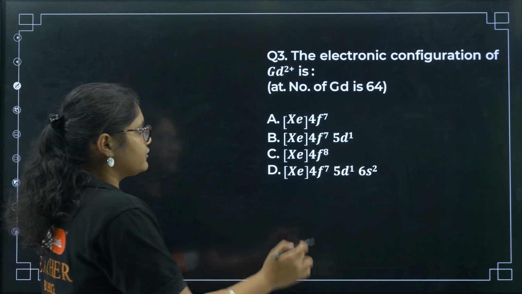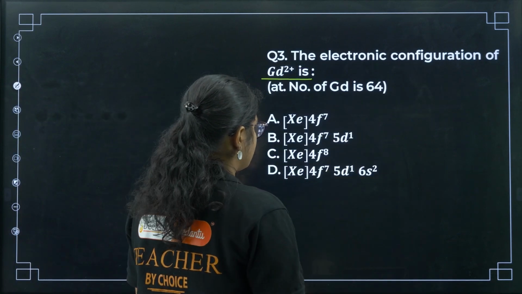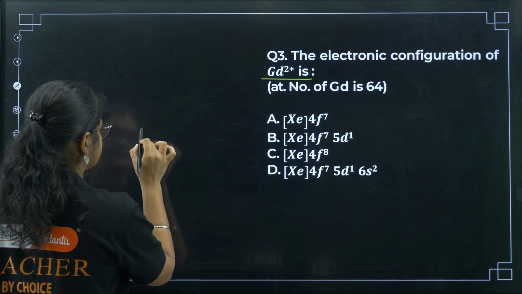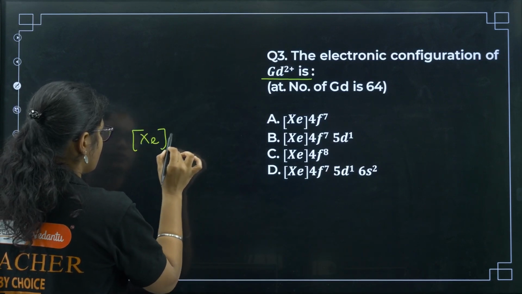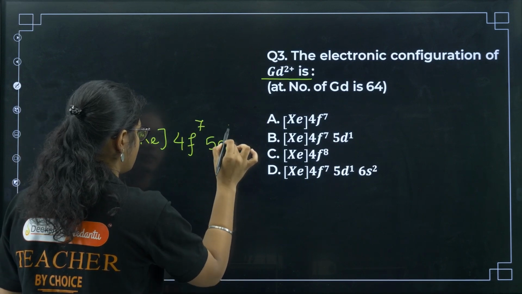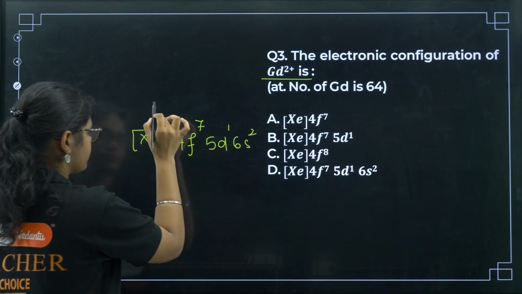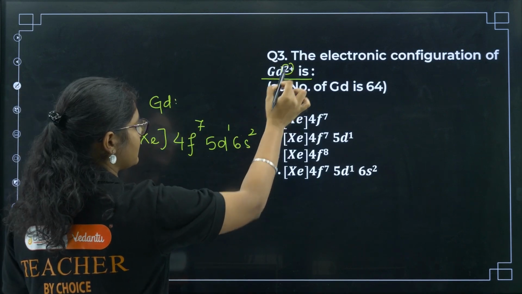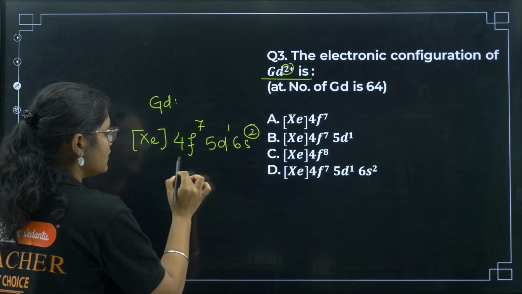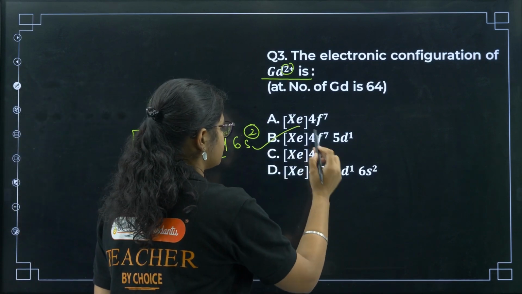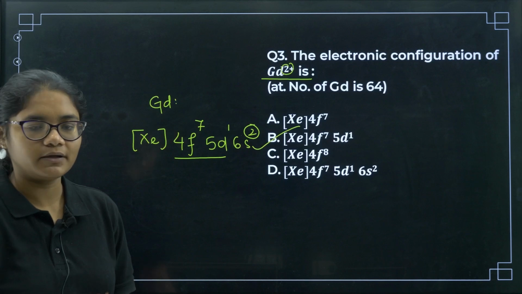Next question, the electronic configuration of gadolinium 2+ is. The gadolinium configuration is [Xe] 4f7 5d1 6s2. Now for gadolinium +2, these 2 electrons will be lost, and we will have 4f7 5d1. So the correct answer for this question is option B.